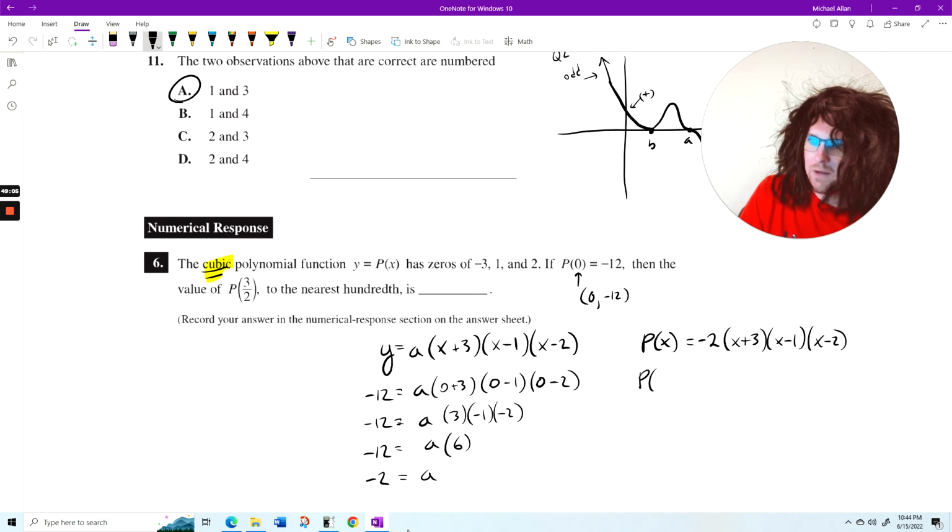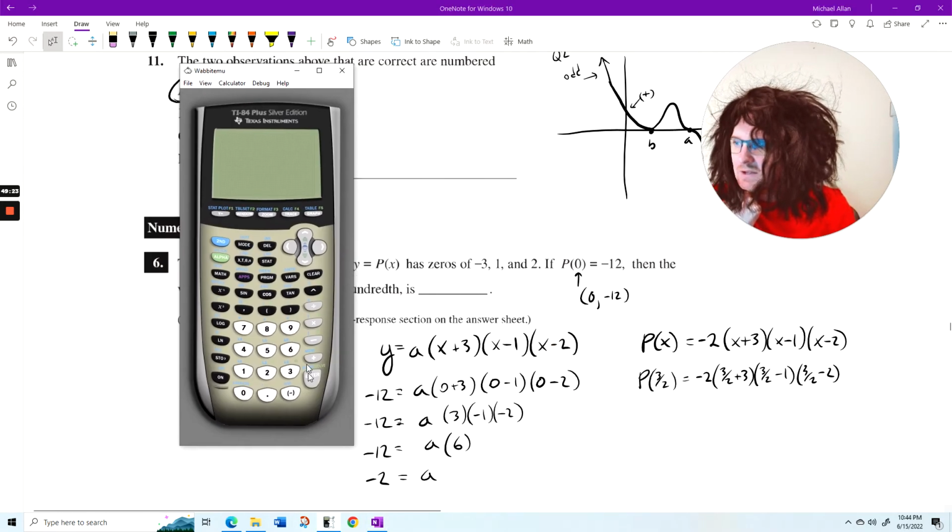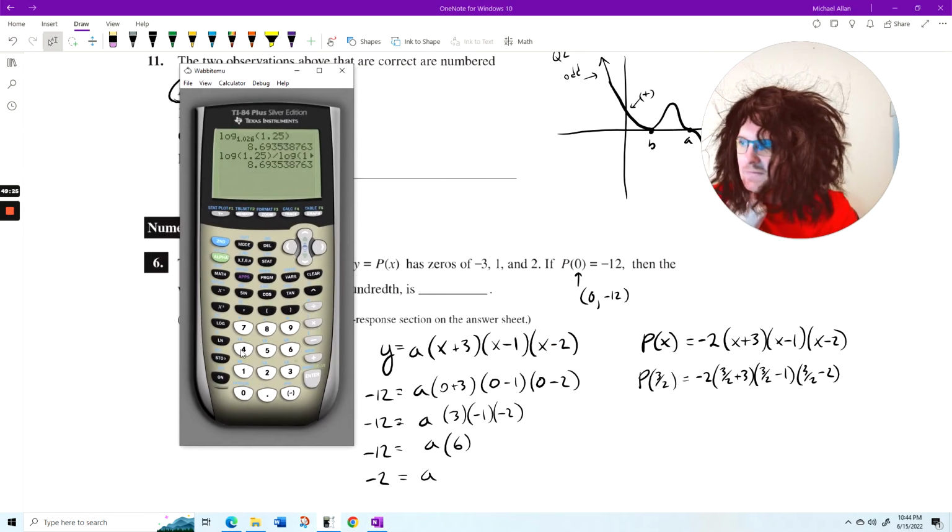Now, if I put in 3/2 into all my spots, this is a very long question. This is a hard question. There's a lot of places you can make little mistakes here, like if I just write something wrong in there. So I might as well just pull out my calculator, turn the calculator on, and just go negative 2, bracket, 1.5, because that's what 3 over 2 is, bracket, plus 3, sorry, and then 1.5.